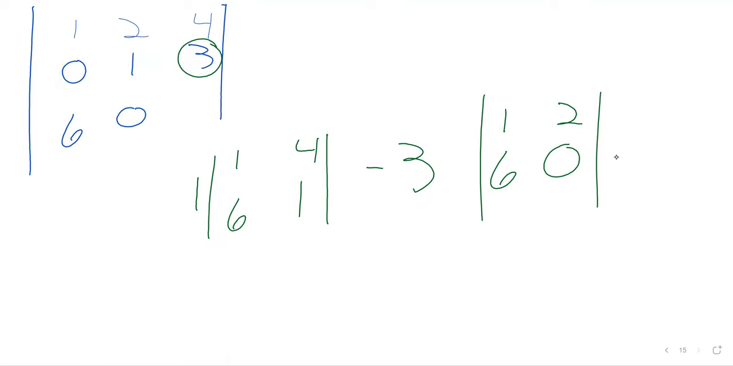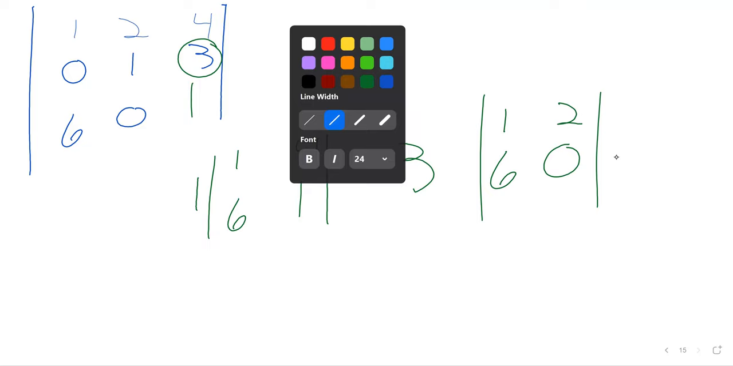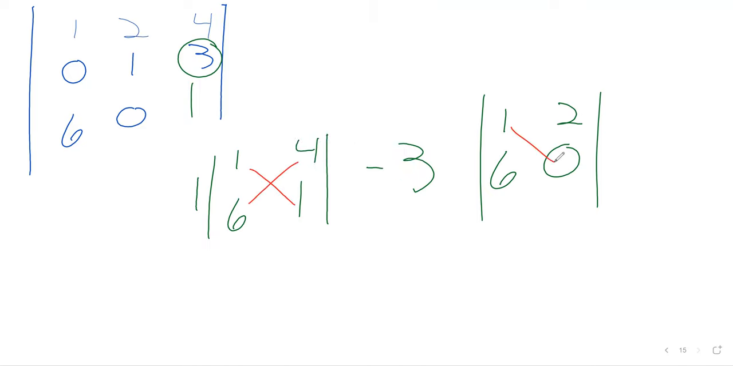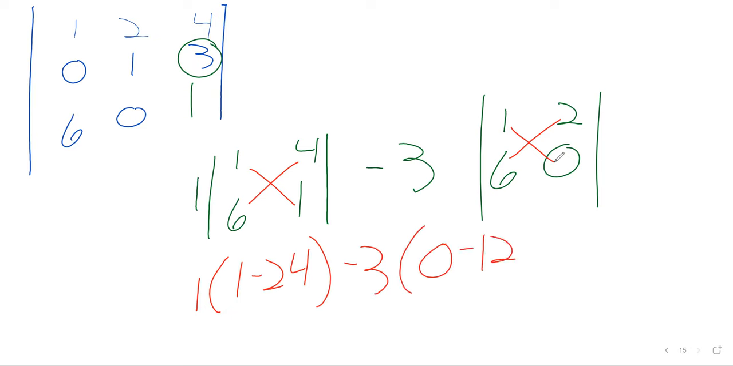Let me erase that so we can see the matrix we're working with. Well, for 2x2 matrices, you multiply the diagonals and the anti-diagonals and you subtract them. 1 times 1 minus 24 minus 3 times 0 minus 12. So just off the top of my head, negative 23.